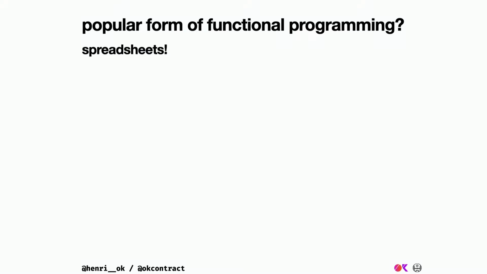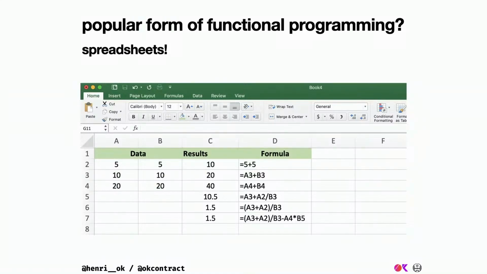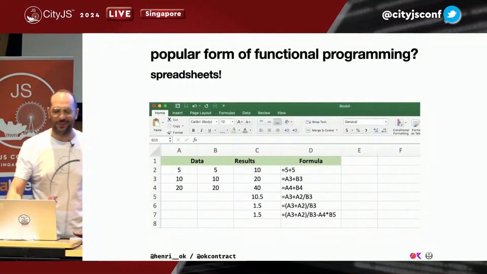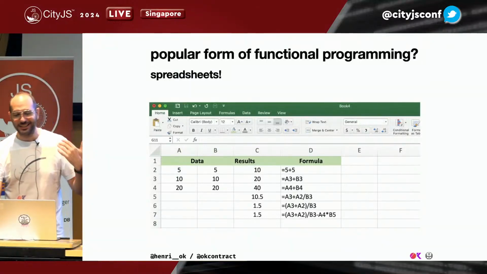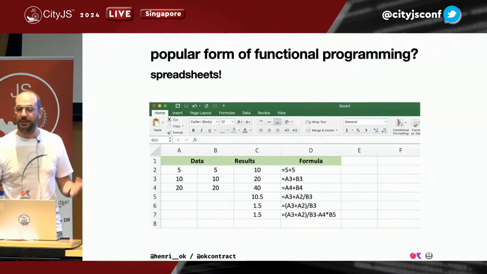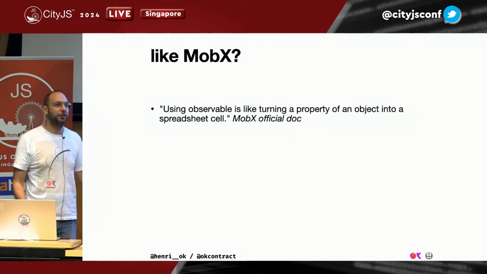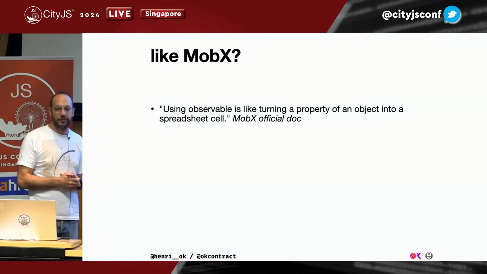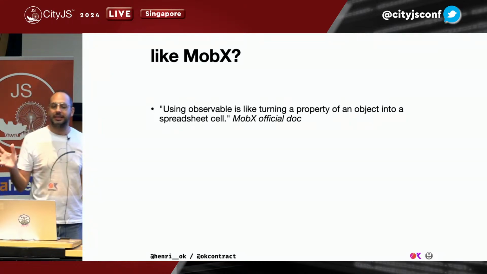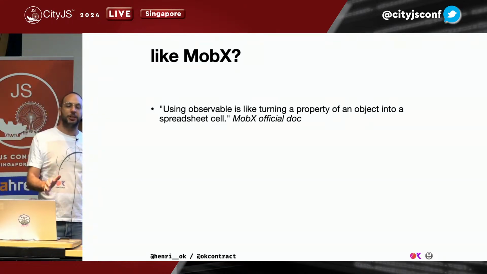Yeah? And spreadsheets. This is functional programming as well. But this is functional programming without telling it, so many people like to love it. And this was not unnoticed, because, for instance, if you look at MobX, which I'm sure plenty of you know, in their own documentation, they say, oh, using observable is like turning a property of an object into a spreadsheet cell. So they get the reference right.